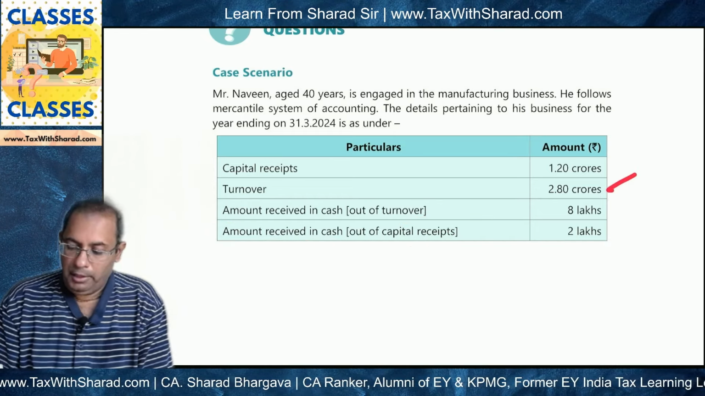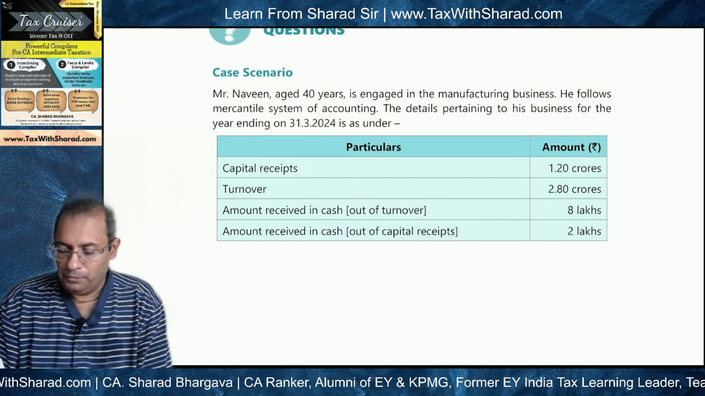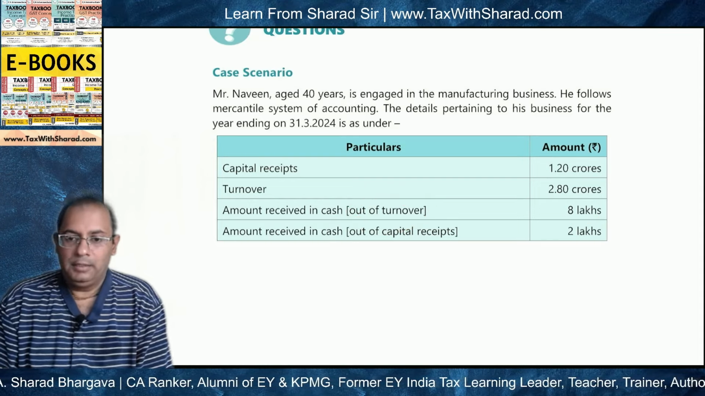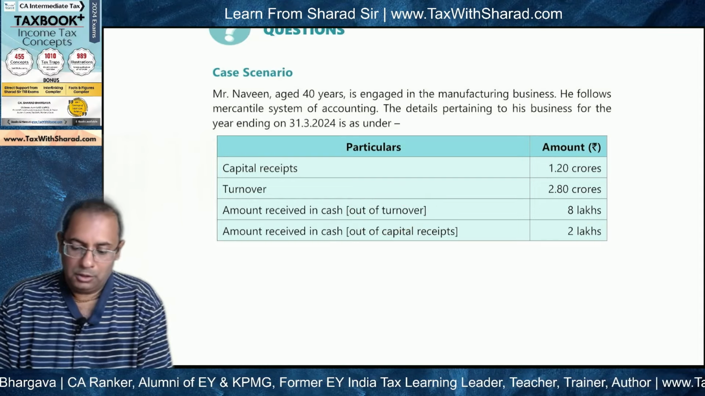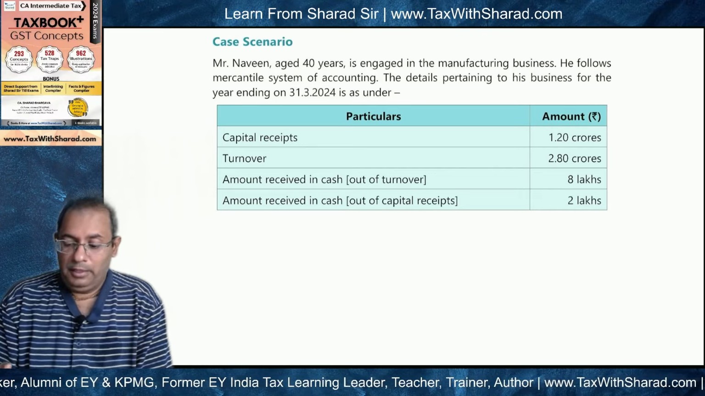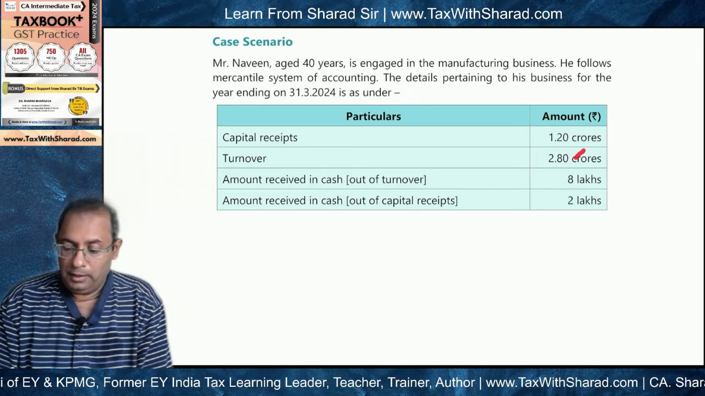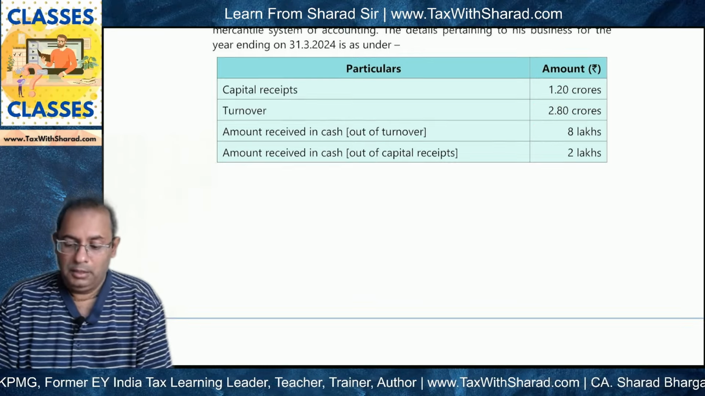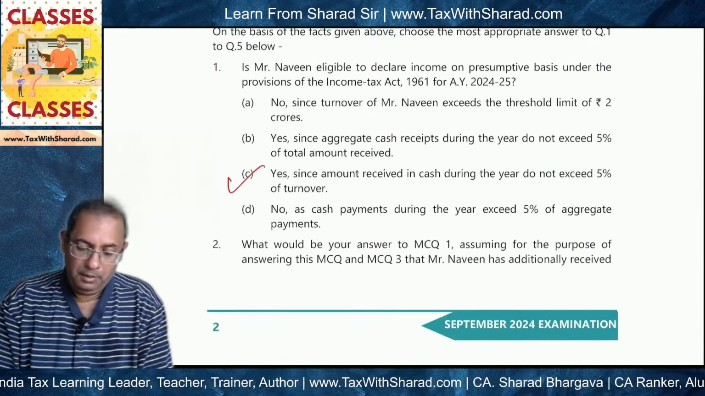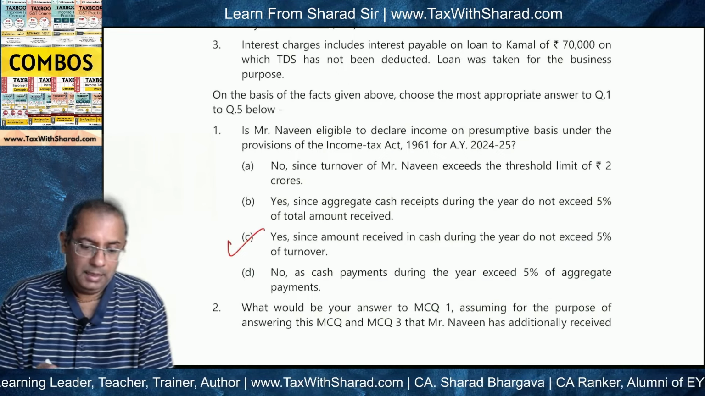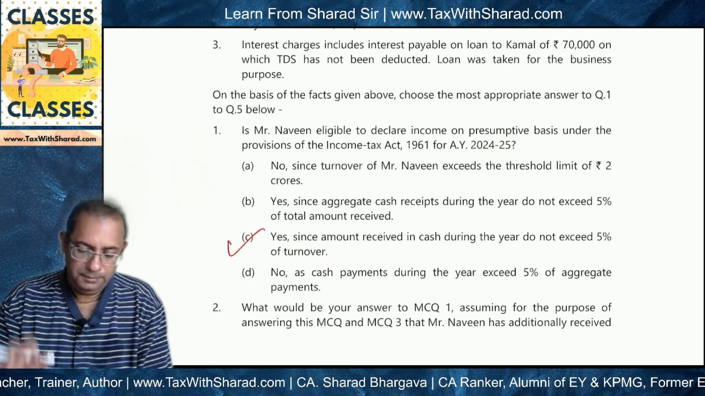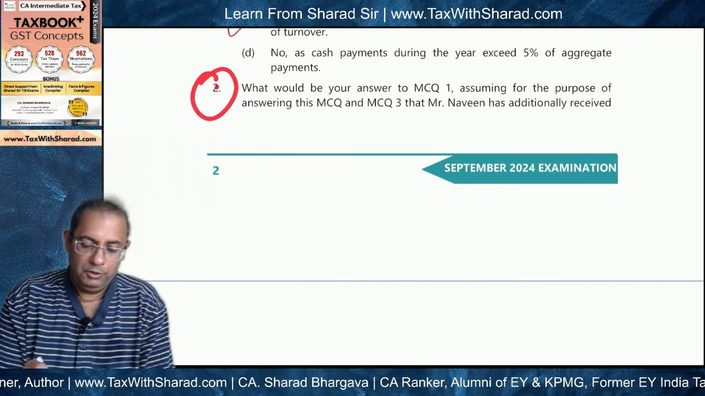Turnover is 2.8 crore, and 5% of this is what? 14 lakh. The amount received in cash out of turnover is 8 lakh, which doesn't exceed 14 lakh, so the 5% limit is not crossed. That means the limit under 44AD will be 3 crore. Since the turnover in our case is 2.8 crore, which is not exceeding 3 crore, 44AD can be applied. Therefore the correct answer is yes, since amount received in cash during the year does not exceed 5% of turnover. Now we move to MCQ number 2.